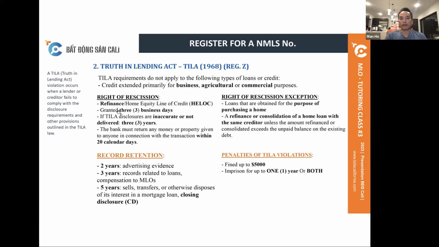Okay, so we talk about the right of rescission, right? Refinance or home equity line of credit, you can rescind after 3 days. Okay, here, granted 3 business days, okay? Not including Saturday, Sunday, or holidays.